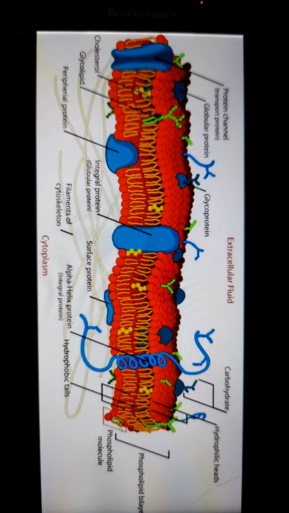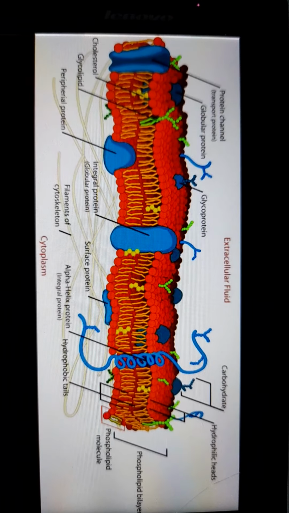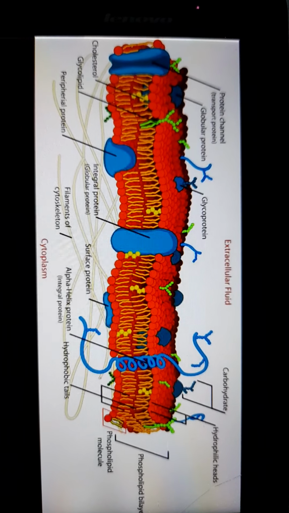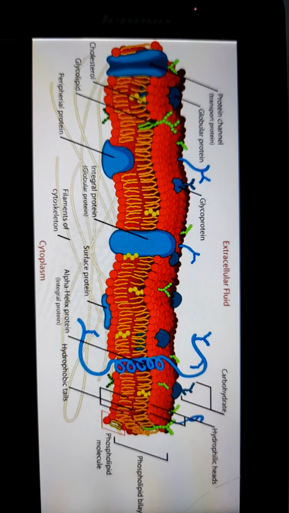According to this model, lipid is a liquid or fluid-like substance. In this lipid liquid, the proteins are arranged in a mosaic manner.